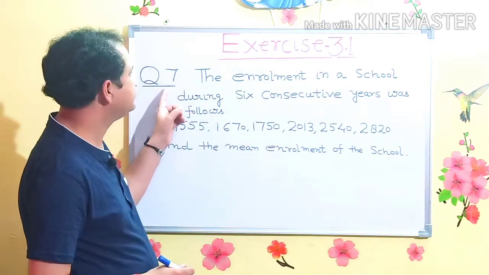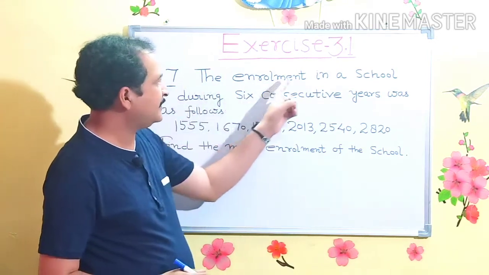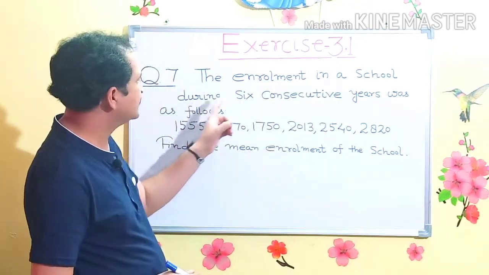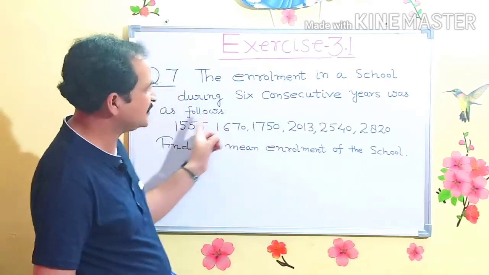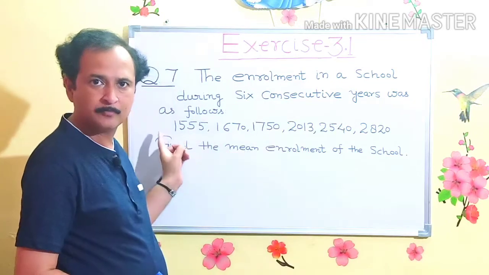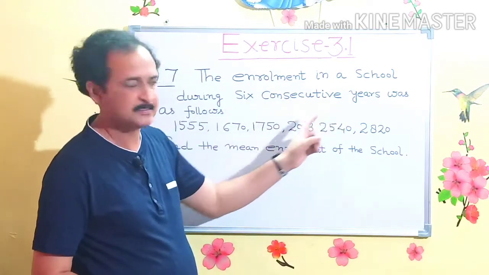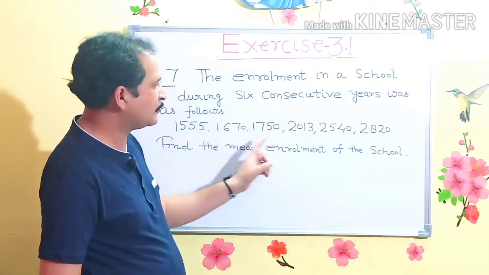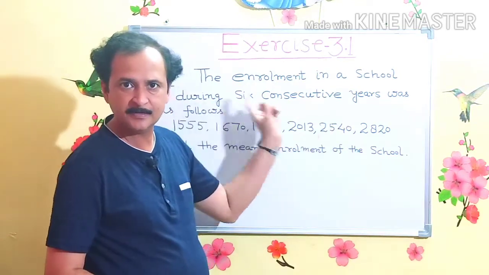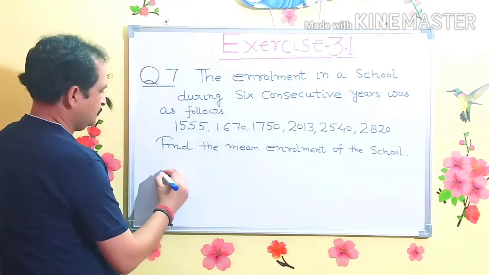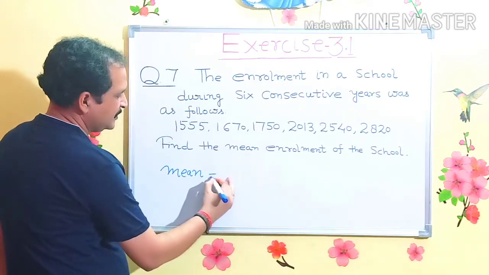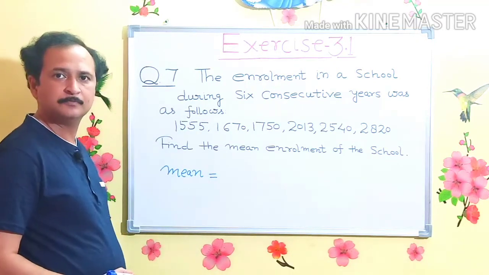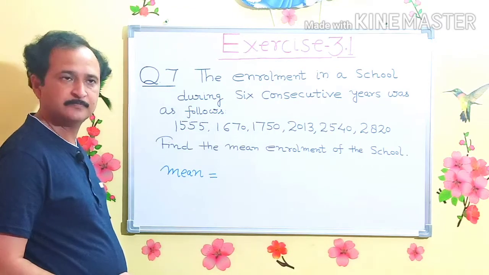Question number 7. The enrollment in a school during 6 consecutive years was as follows. These are the number of enrollments in a school in last 6 years. Find the mean enrollment of the school during this period. So अब तक हम लोग काफ़ी क्वेश्चन लगा चुके हैं तो हमें आइडिया लग गया what is mean. Mean is the sum of all the observations upon number of observations.